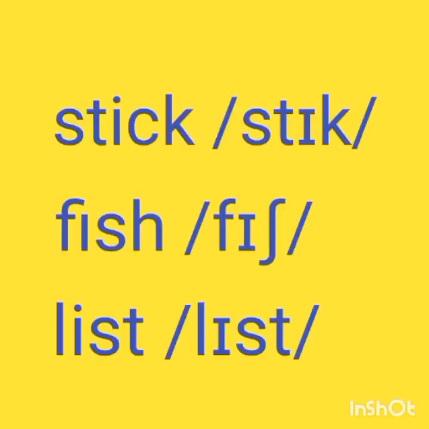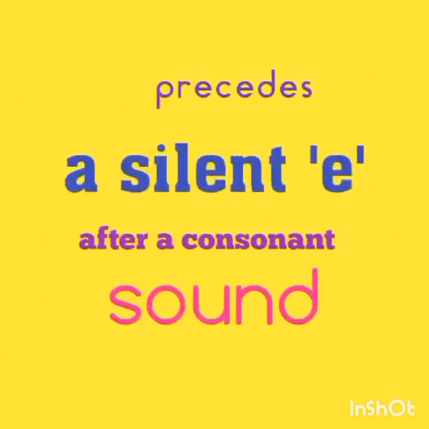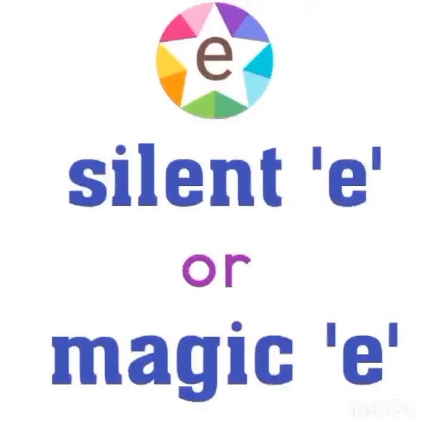List. Another important realization is that when letter I precedes a silent E after a consonant sound, the I is no longer sounded /ɪ/. Silent E or magic E affects the sound of letter I, though the letter E is silent.